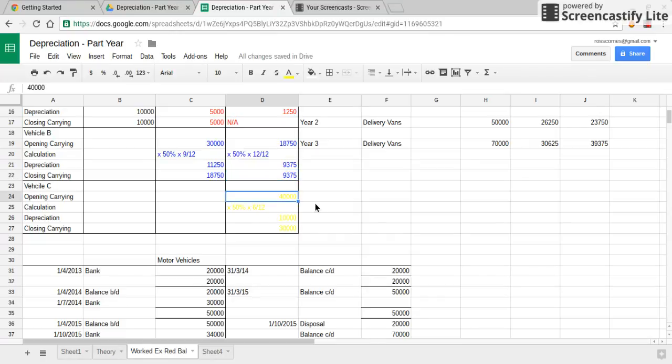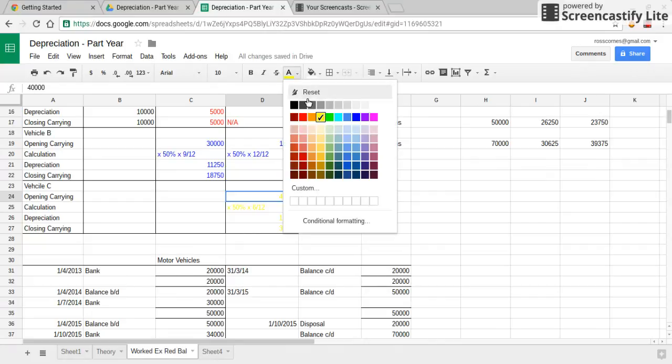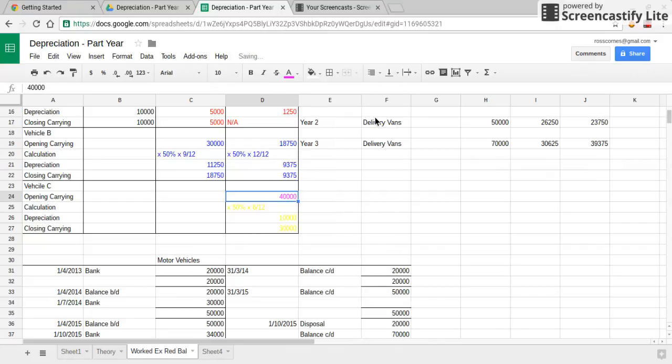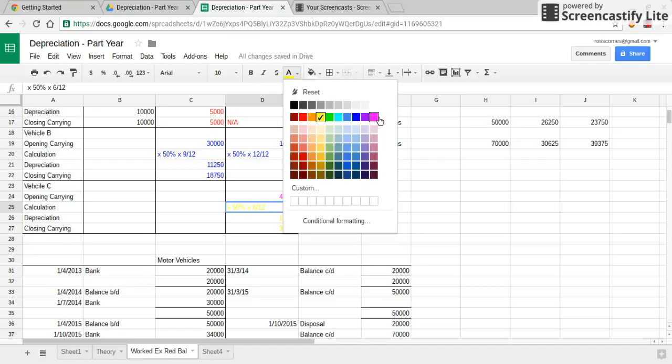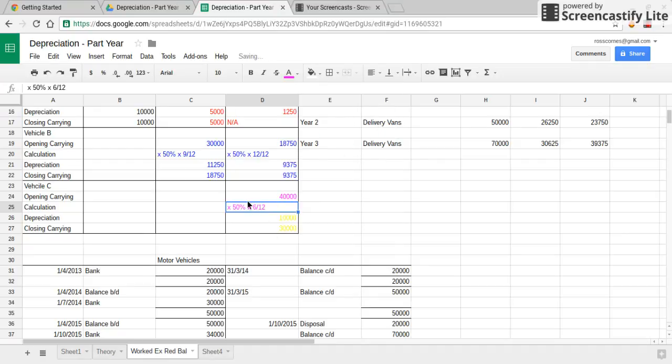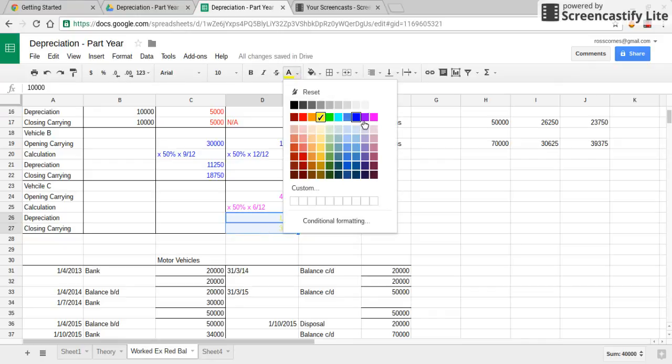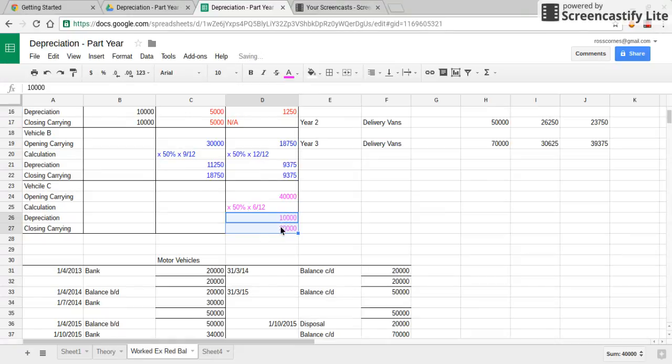And then vehicle C was bought for 40,000. It was owned for half a year, so 50% is the depreciation, but we need to then divide that by 12 for 12 months and times it by 6, the months of ownership. And that means that we've got depreciation for the year of 10,000 and a closing carrying amount of 30,000.